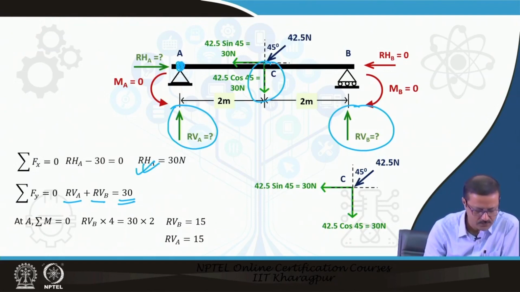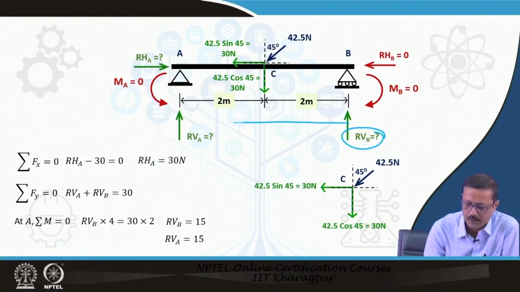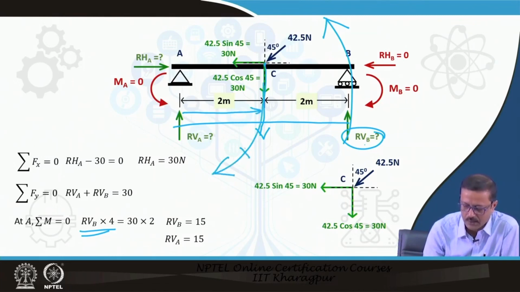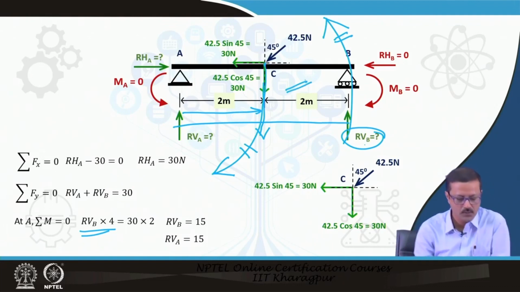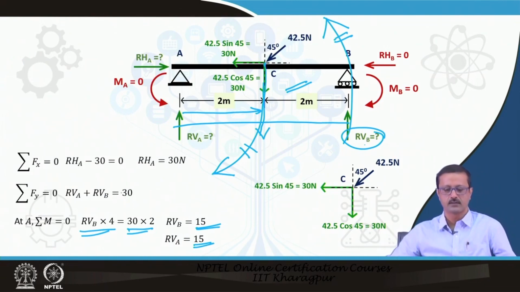So, RV, let us again clear this. This reaction VB has a perpendicular distance of 4 meters. This gives you a moment like this, which must be equal to this 30 into 2 meters, which is this way. So, this plus and this should be equal to make the beam balance. I made it equal and found RVB equal to 15, and RVA is also 15 because this is 30. So, from that I can find these two reactions.